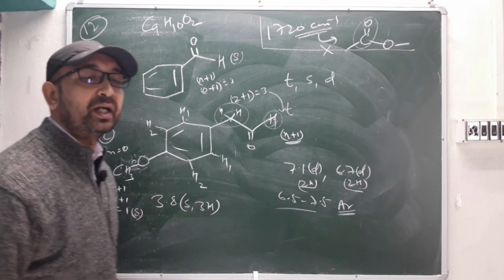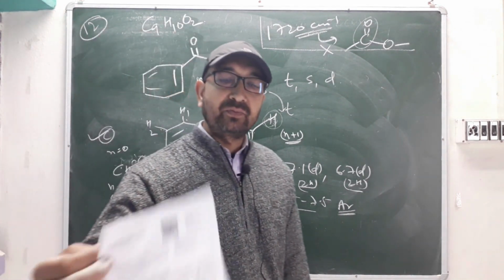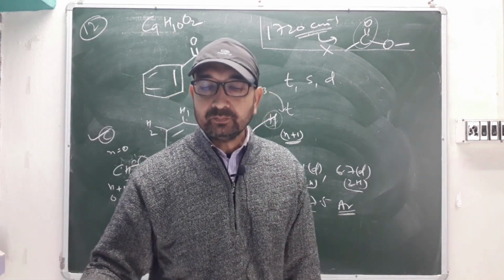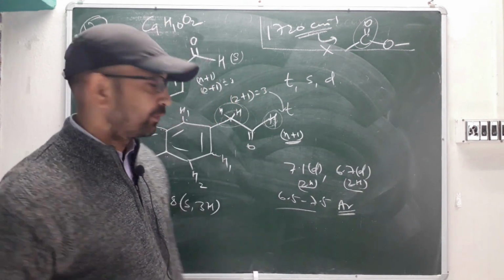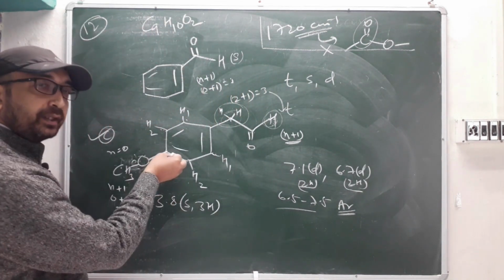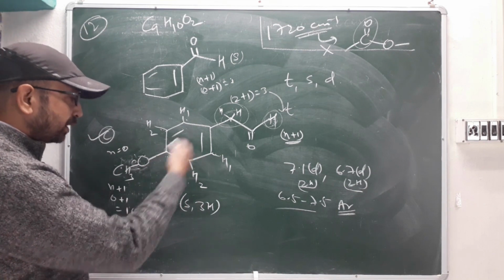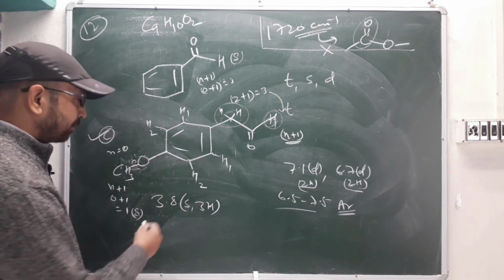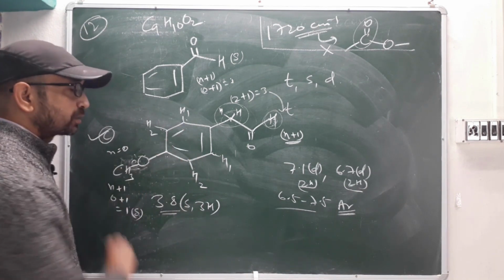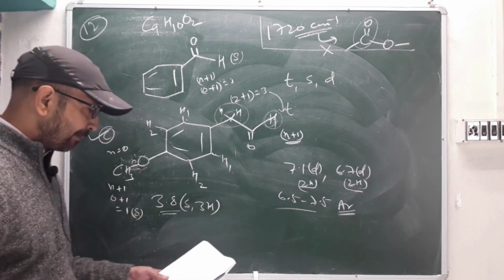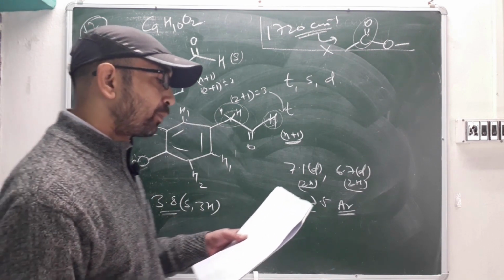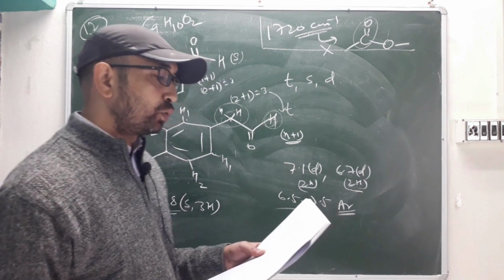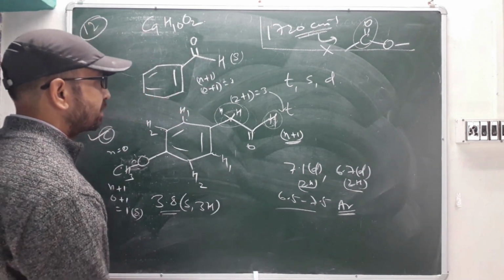This one is giving a singlet, and it is directly attached to oxygen, so 3.8. I already gave you the values, correct? Directly attached to oxygen it will be 3.3, but here it is attached to aromatic, so maybe it has come more downfield. So this is also giving 3.8, and a singlet also. Next, 3.6 doublet for 2 hydrogens.